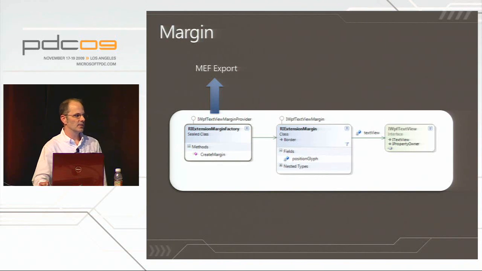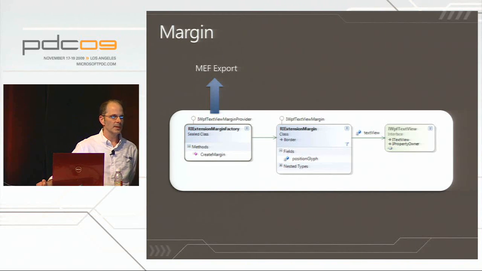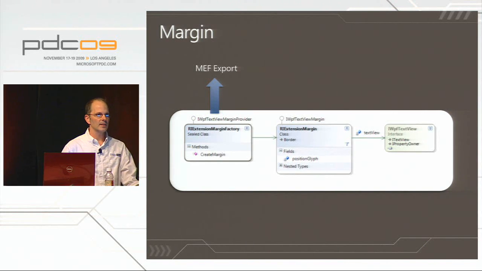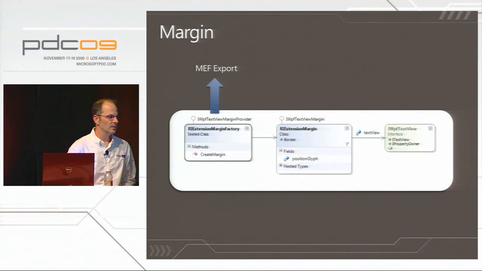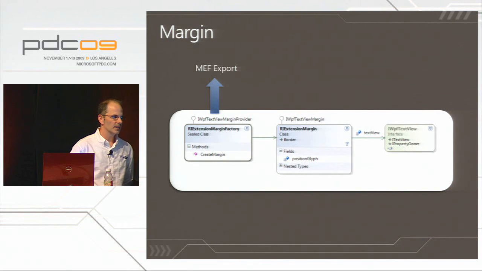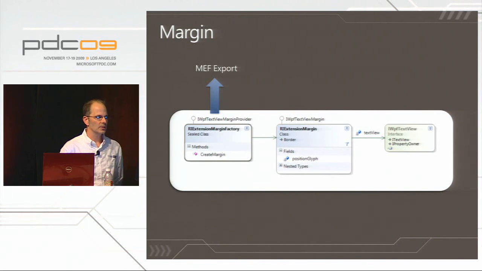What that is, is an interface that we've implemented. It's a Visual Studio API. And once Visual Studio figures out that you've exported it, that sort of advertises it to Visual Studio, and as it starts up, it will take note of that and call the CreateMargin method in response. That's the method specified by the interface. So our implementation of this provider is a factory that creates our margin.